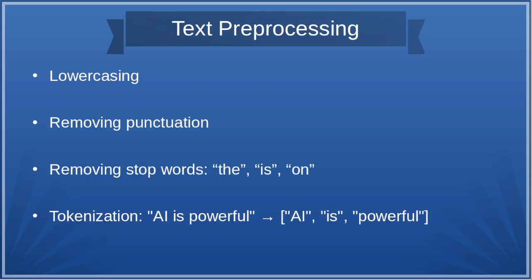In the first step, text pre-processing, a lot of things can be done. The normal processes are lower casing, like converting all the sentences into lower case, and removing punctuation, removing unnecessary commas, semicolons, that kind of punctuation. Removing stop words like the, is, on. And tokenization, like converting "AI is powerful" into "AI", "is", "powerful". But it is not always like this. As I explained, each kind of model does it in different ways. But all these things are text pre-processing.